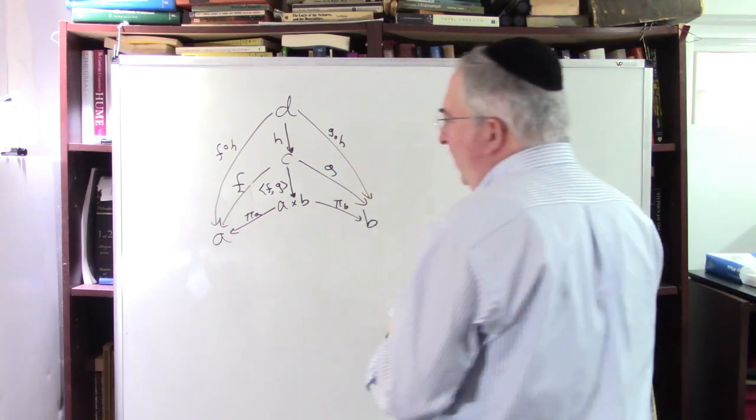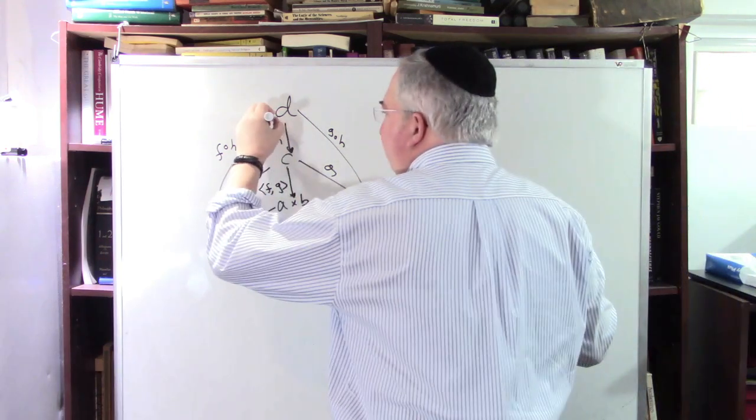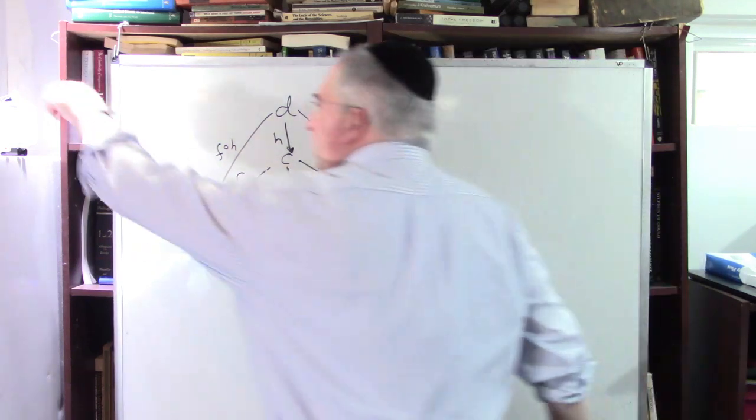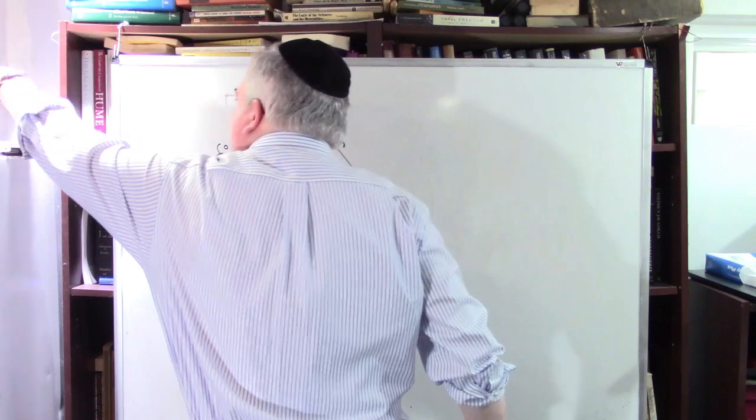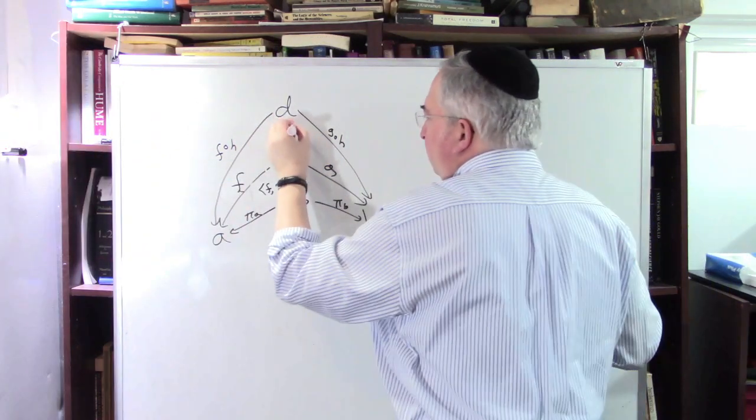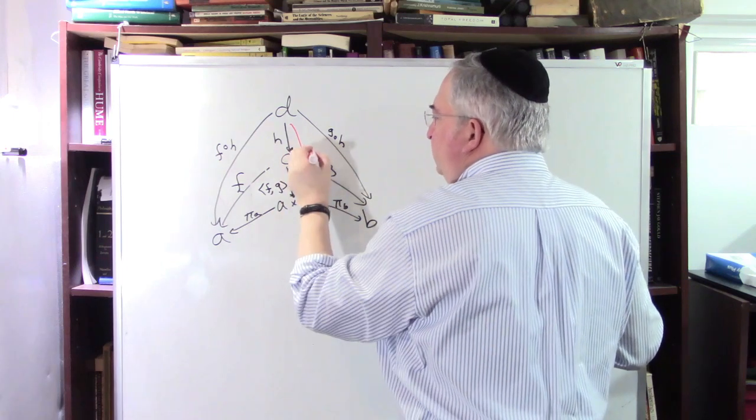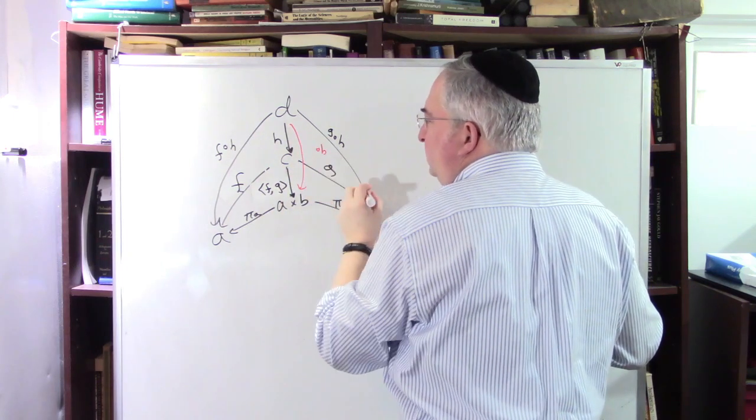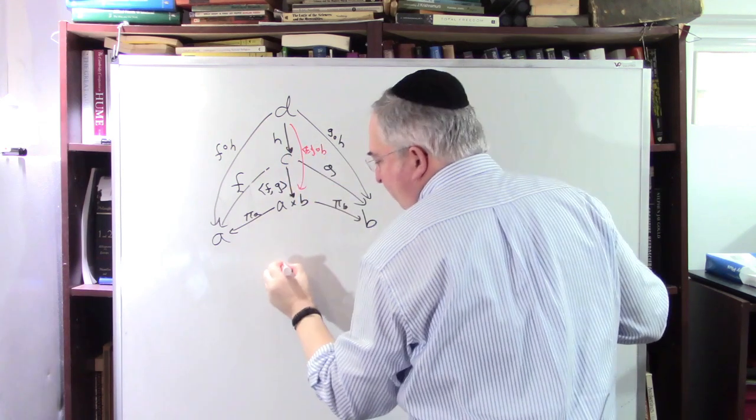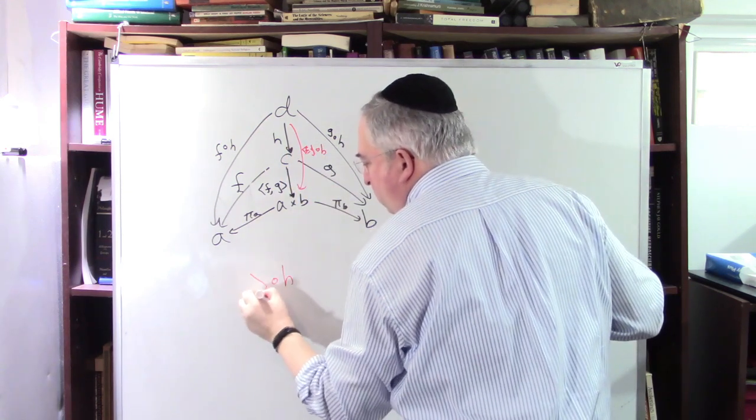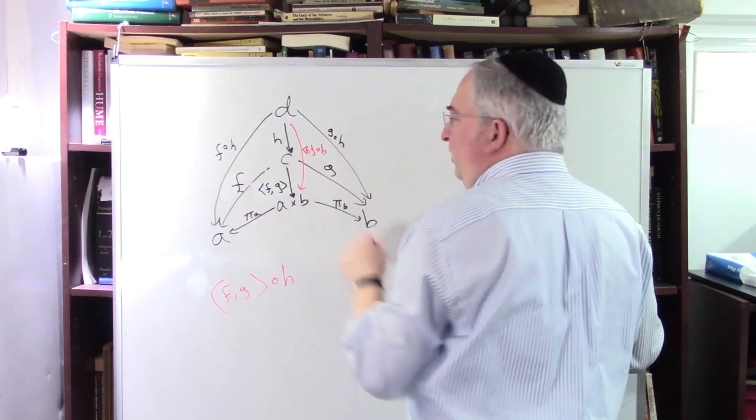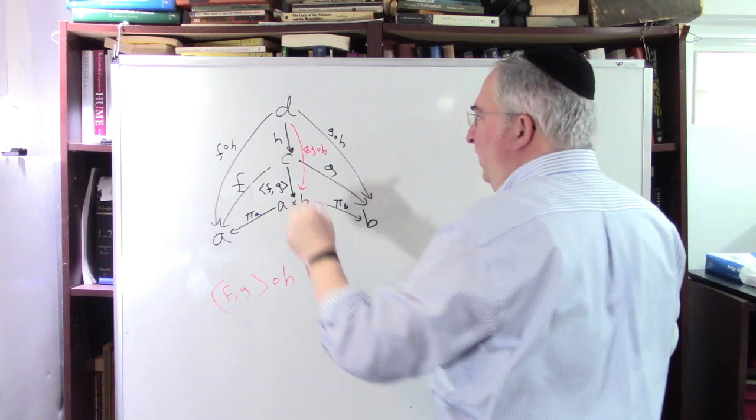Okay, now I want to describe two maps. One map is, whoops, and this doesn't work. Maybe this works. This is H composed with the pair F, G. Okay, let's write it over here. H composed with the pair F, G.